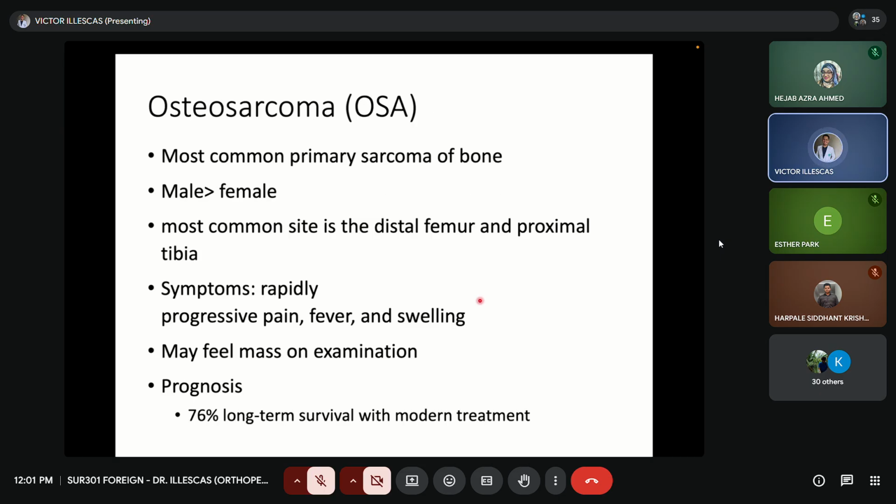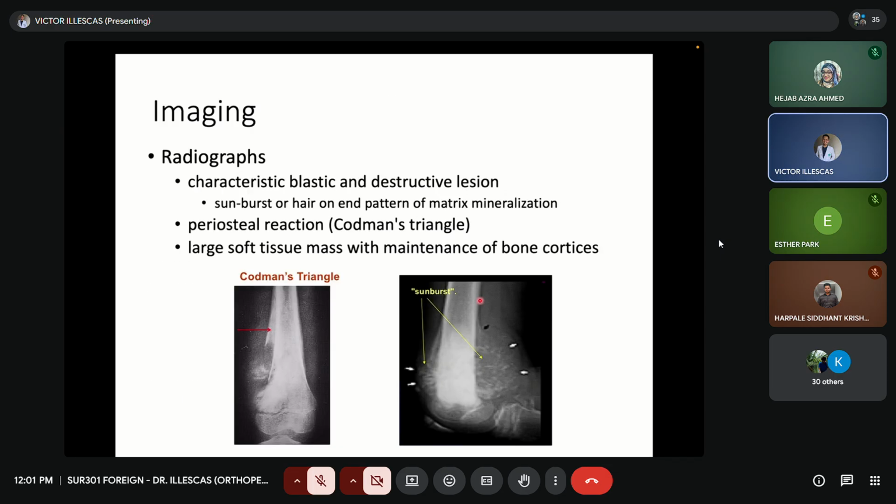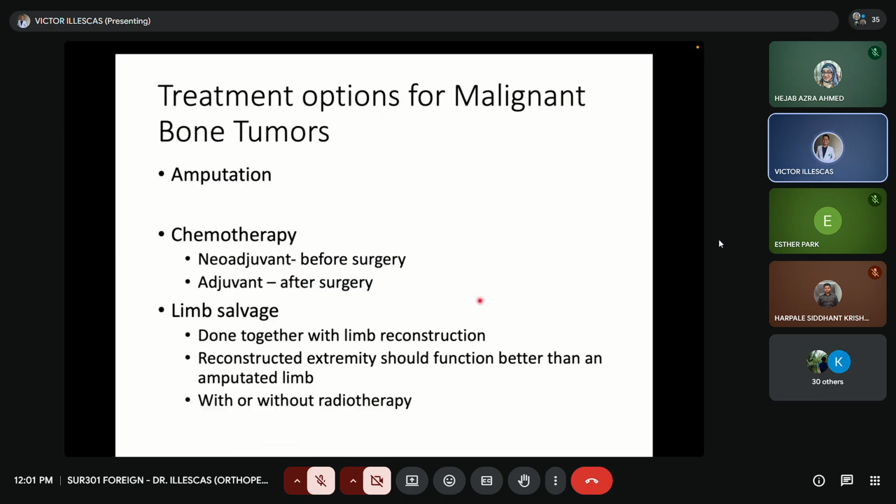Osteosarcoma is the most common primary sarcoma of the bone, affecting males more than females. The most common site is the distal femur and the proximal tibia, so around the knee area. No? This is rapidly progressive with fever and swelling as associated conditions. You may feel the mass on examination, but the prognosis is already improving with 76% long-term survival because of modern technology. So you see the sunburst pattern, you see the Codman's triangle, and you see the large soft tissue mass as seen with our patient.